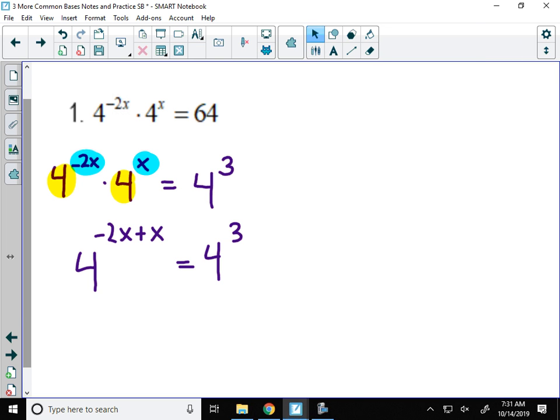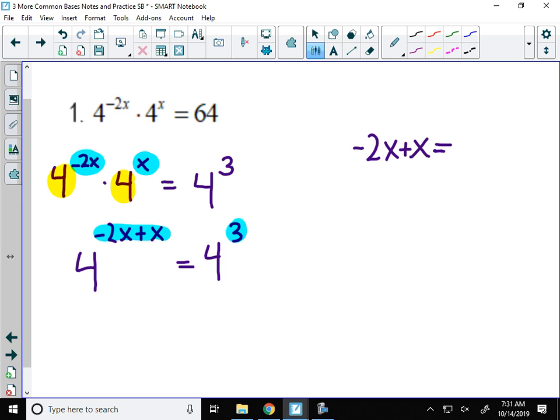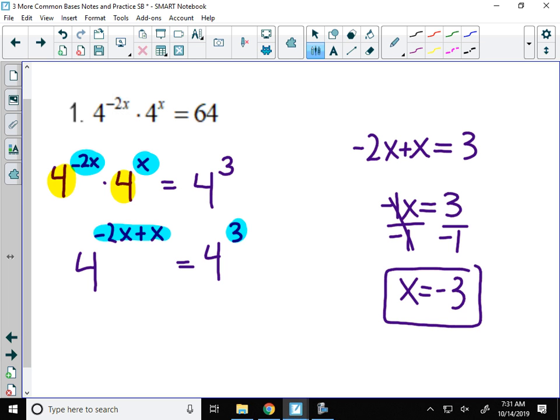Now, just like we've been doing, because the bases are the same on both sides, I can set the exponents equal to each other. So I have negative 2x plus x equals 3. If I combine like terms on the left side, I have negative 1x equals 3, and then divide by negative 1. So x here is going to equal negative 3.